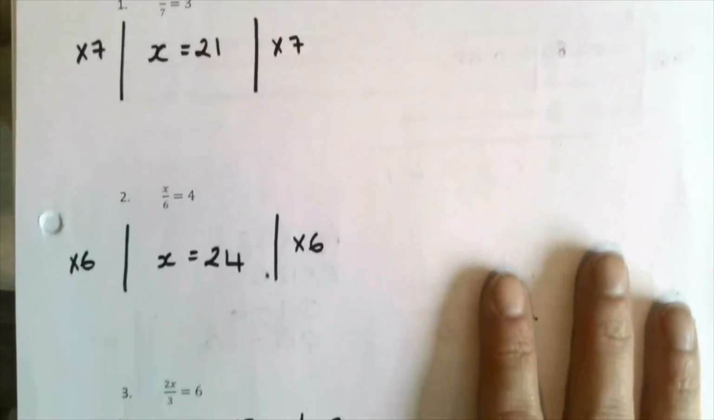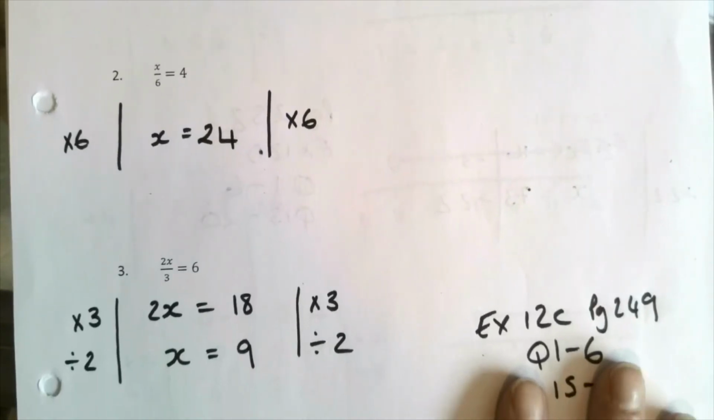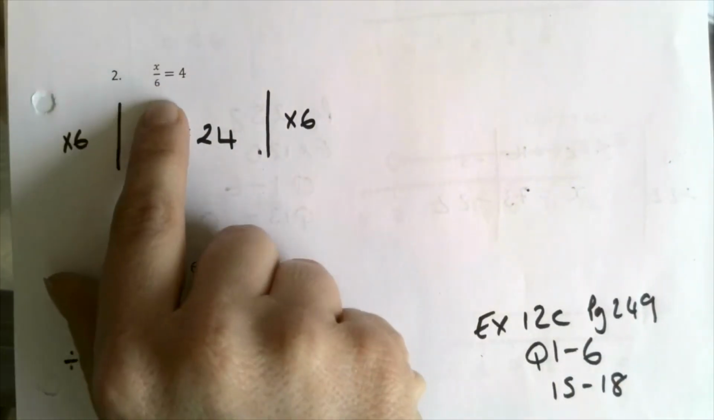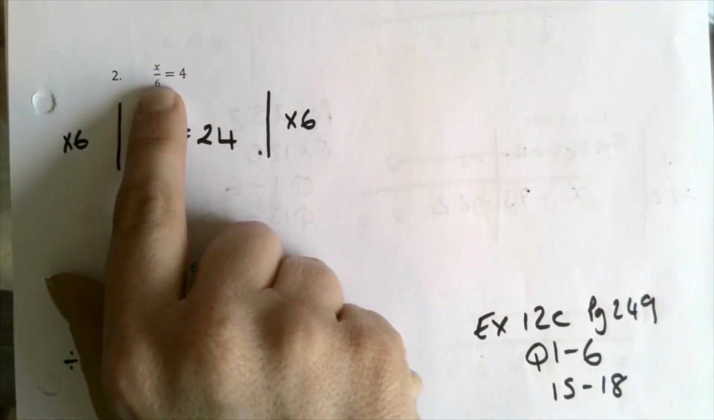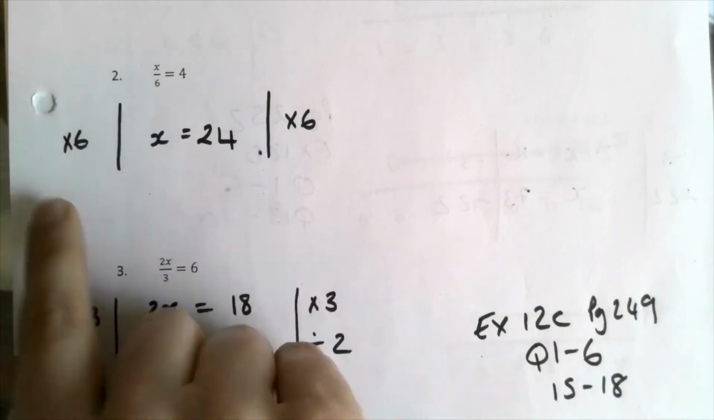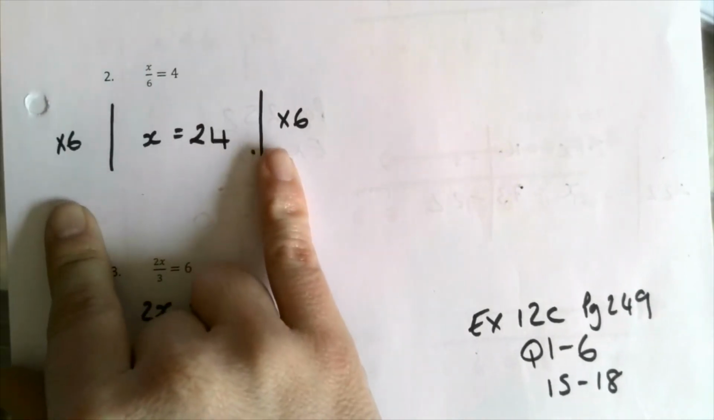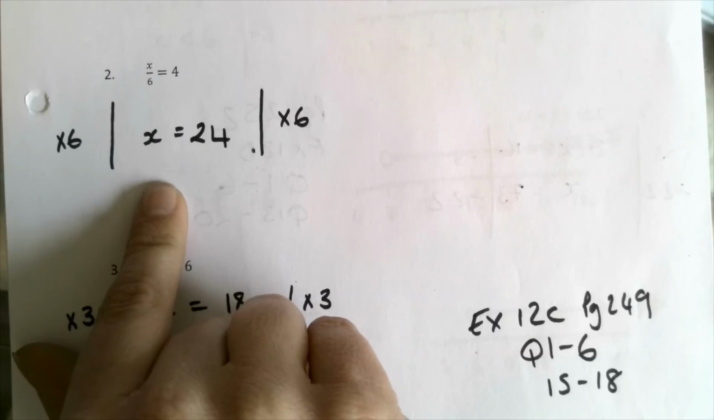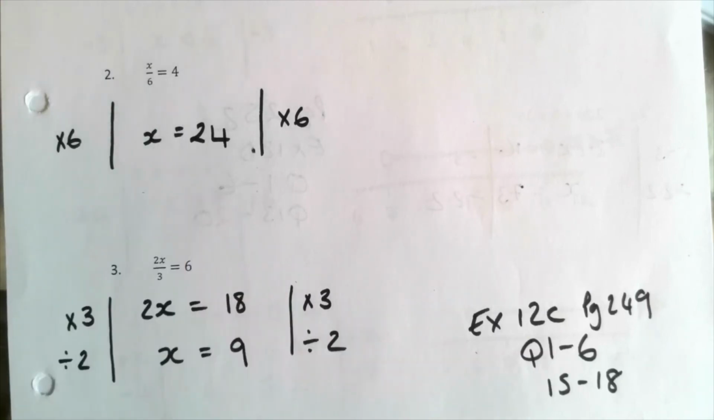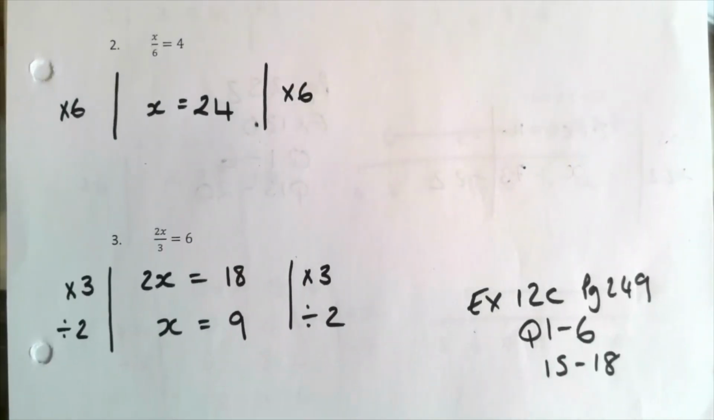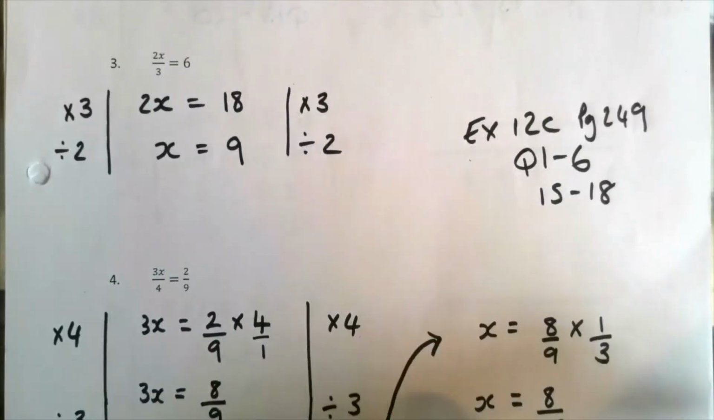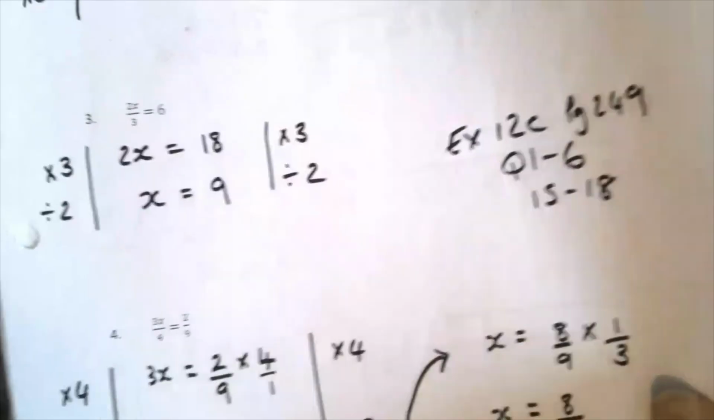Then, question 2, we've got very similar, x over 6 equals 4, so that means x divided by 6. So we've multiplied both sides of our equation by 6 to give us x equals 24. Now, example 3 and 4 was stepped up a notch. So let's look at 3 first of all.